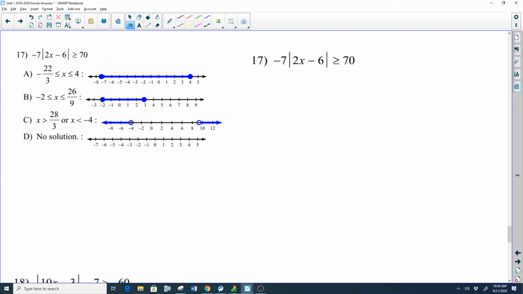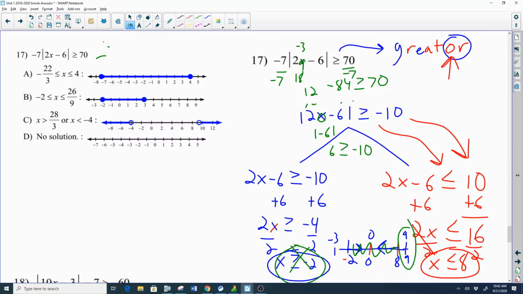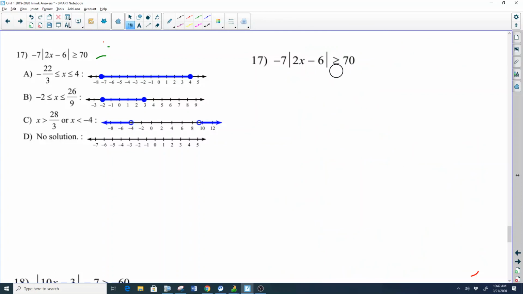So we do have multiplication going on, and you want to isolate that absolute value first. So you do want to go ahead and divide, right? You want to divide. So we'll have to edit it at this point and start all over. Okay, so we're going to start all over with this.